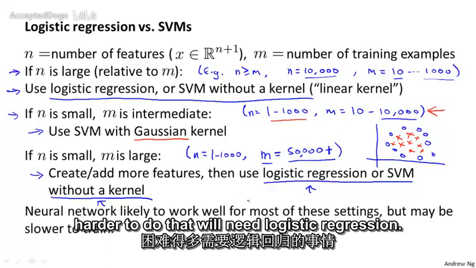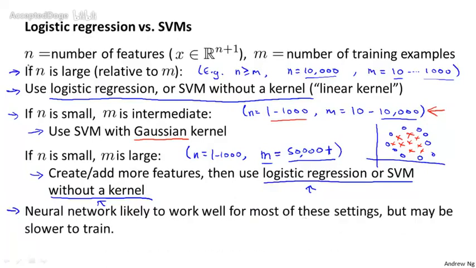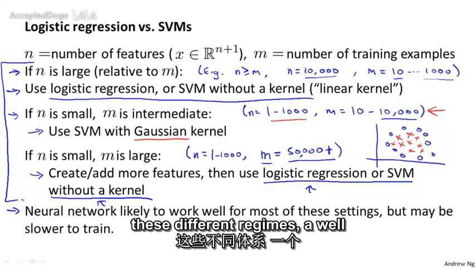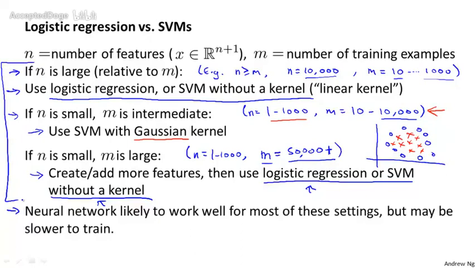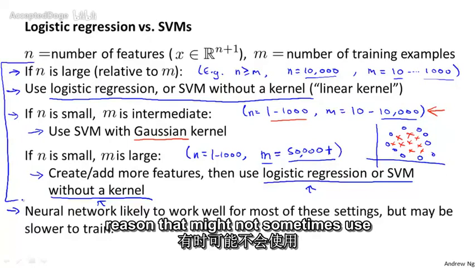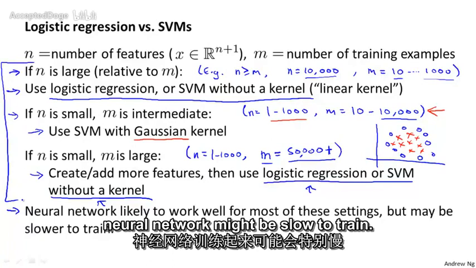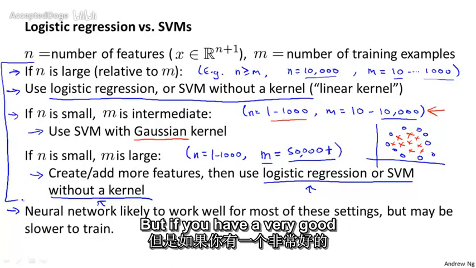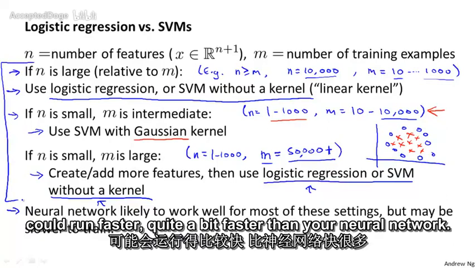And finally, where do neural networks fit in? Well, for all of these different regimes, a well-designed neural network is likely to work well as well. The one disadvantage, the one reason I might not sometimes use a neural network, is that for some of these problems, the neural network might be slower to train. But if you have a very good SVM implementation package, that could run quite a bit faster than your neural network.